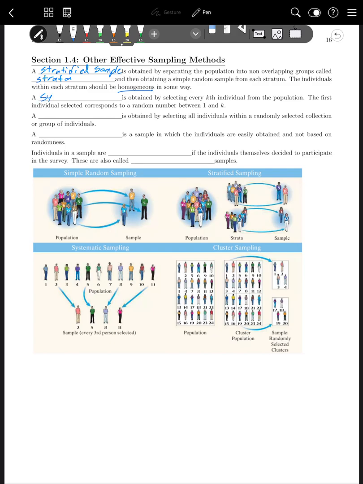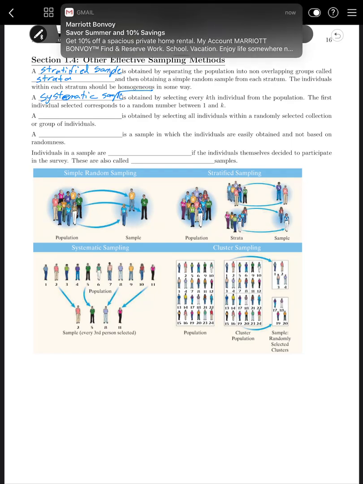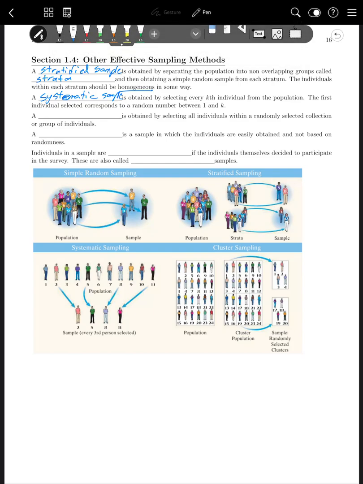A systematic sample is obtained by selecting every kth individual from the population. The first individual selected corresponds to a random number between 1 and k. This is most useful in manufacturing. If you want to do quality control, one of the best ways to do it is take every 100th item off the line and make sure that it works. There are other times to use this, but that's one of the most common. So you basically are asking every so many people or looking at every so many items.